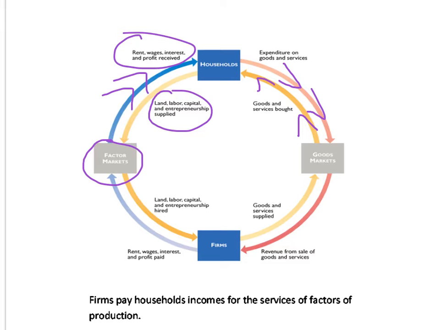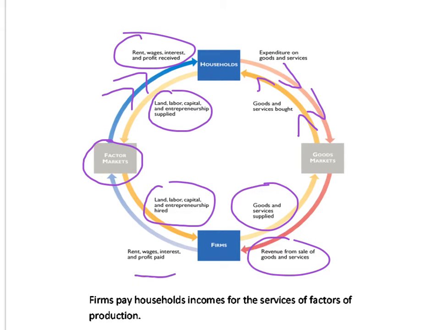So across all these arrows, this is what is exchanged. If goods and services are supplied, then the firms are going to receive the revenue, and so too here. If the businesses are getting the land, labor, and capital, then of course some of that money has to go away from them.